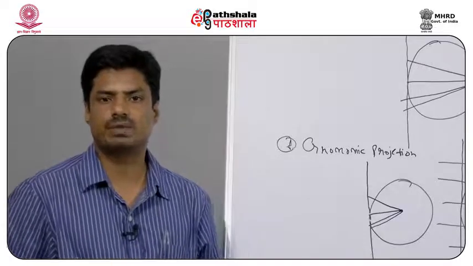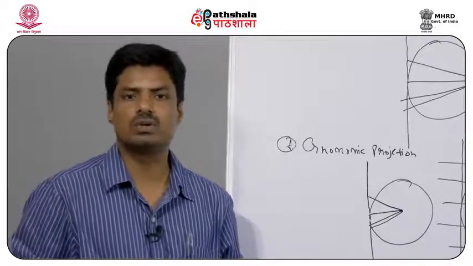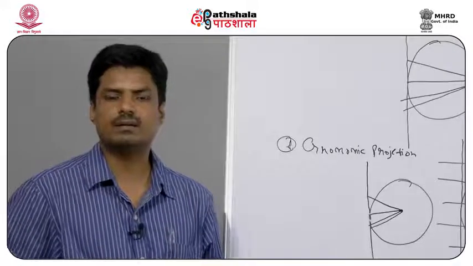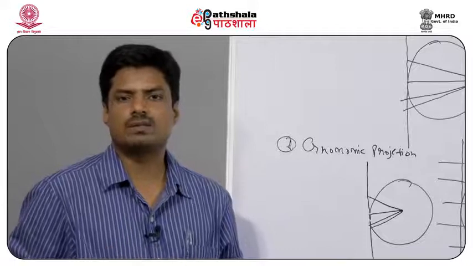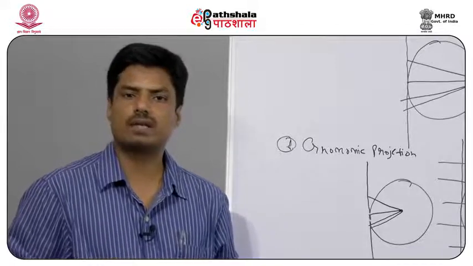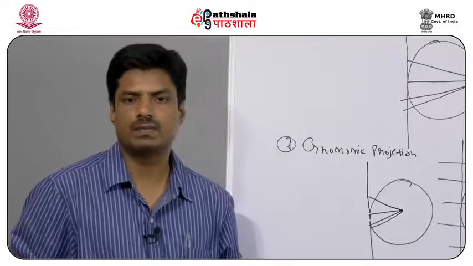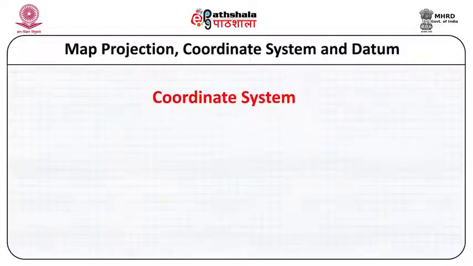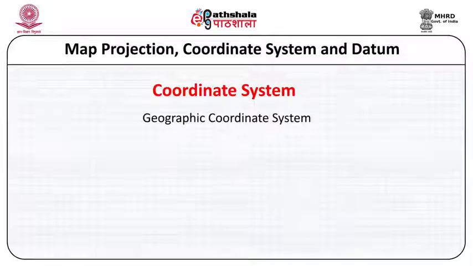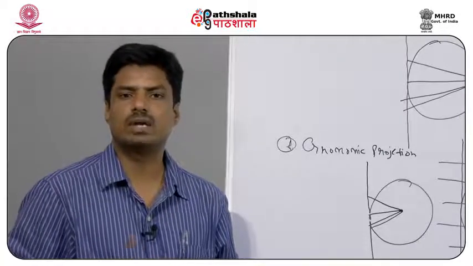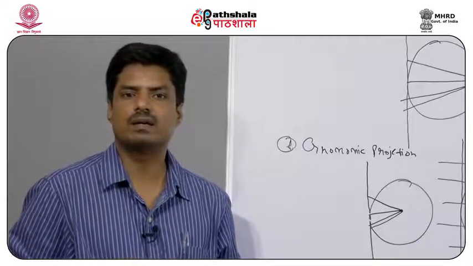After the projection, I would like to explain to you the coordinate system. You all know that the locations on the Earth's surface can be found out with the help of the coordinate system. The coordinate system can be divided into number 1, geographical coordinate system. Geographical coordinate system can be found out in terms of x and y locations.